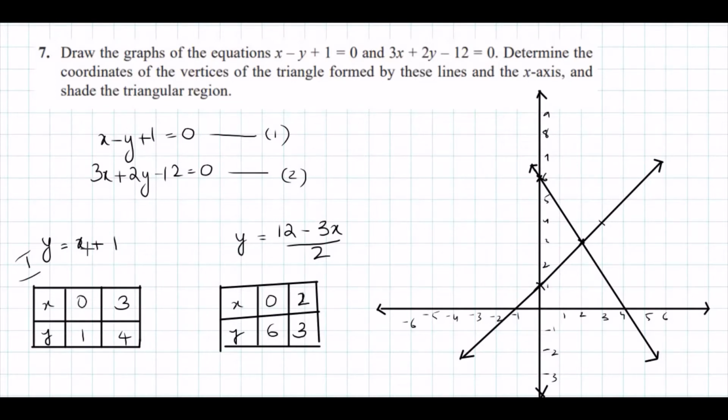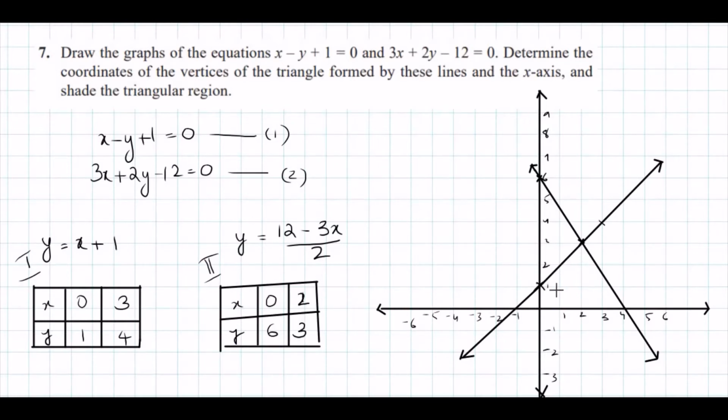When you give the value of x as 0, you get the y value as 1. When you give the value of x as 3, you get the y value as 4. So here for the second equation, when you represent y in terms of x, you get y equal to 12 minus 3x by 2. For x value 0, you get 12 by 2, that is 6. And for x value 2, you get 12 minus 6 by 2, that is 6 by 2, that is 3. So plot these points and draw the lines.